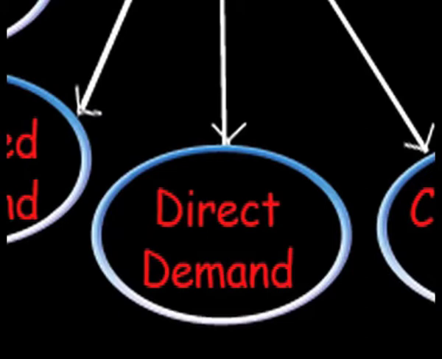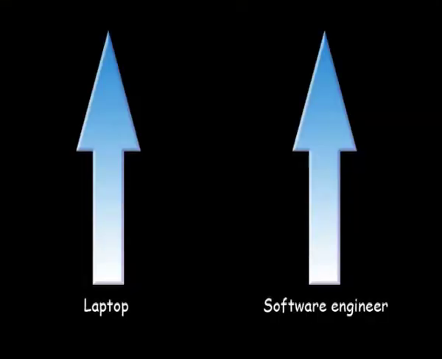Now let's talk about direct demand. Goods which are demanded for direct consumption, like tea, coffee, and ice cream, come under the category of direct demand. Derived demand: direct demand is for commodities which are ready for consumption, whereas derived demand is for the factors of production, like demand for laborers. For example, with the increase in demand for laptops, the demand for software engineers increases. Therefore, indirect demand for commodities is called derived demand.